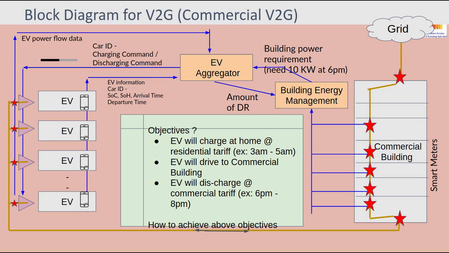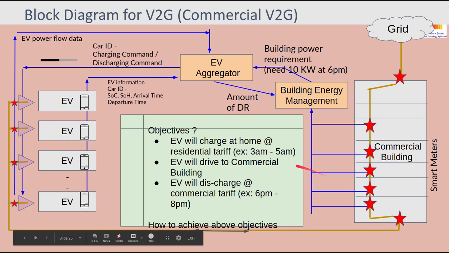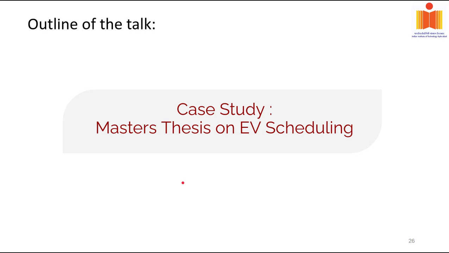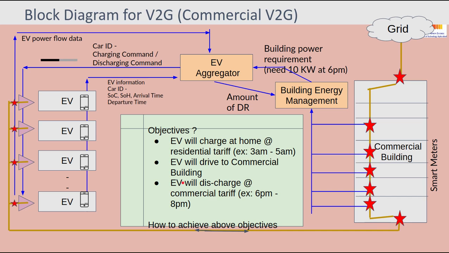In order to save that money, the electric vehicle can charge in the night time, go to the mall, and then directly connect to this system in the mall. So EV will charge at home at the residential tariff, 3 AM to 5 AM. EV will drive to the commercial building, and EV will discharge at the commercial tariff, for example 6 to 8 rupees. So this is about this particular concept.